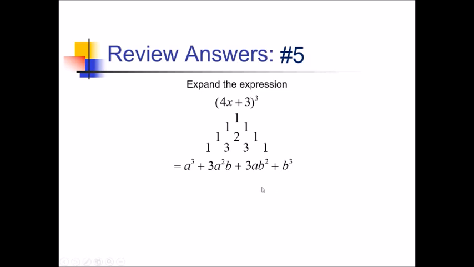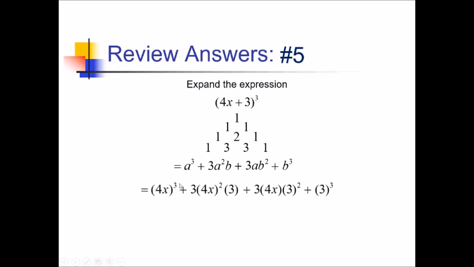At this point, the a value in this formula is this 4x from my binomial. And the second thing in my binomial, this positive 3, that's the b value here. So for a cubed, I have 4x quantity cubed, plus now I've got 3 times 4x cubed times 3 for the b value, plus 3 times 4x times 3 squared, plus 3 to the third power. And I just have to simplify each of these a little bit.